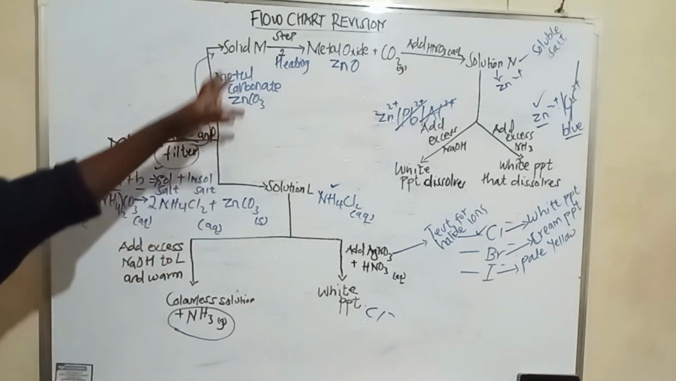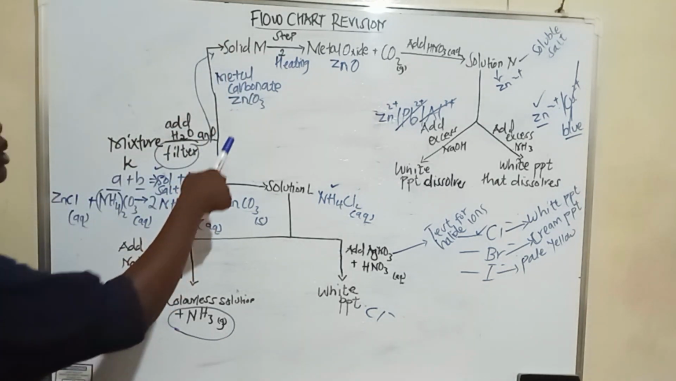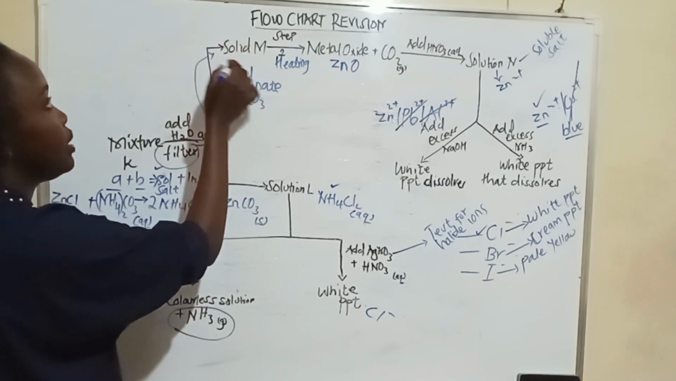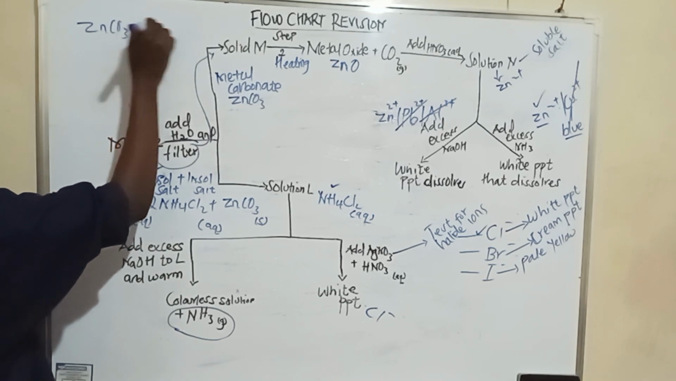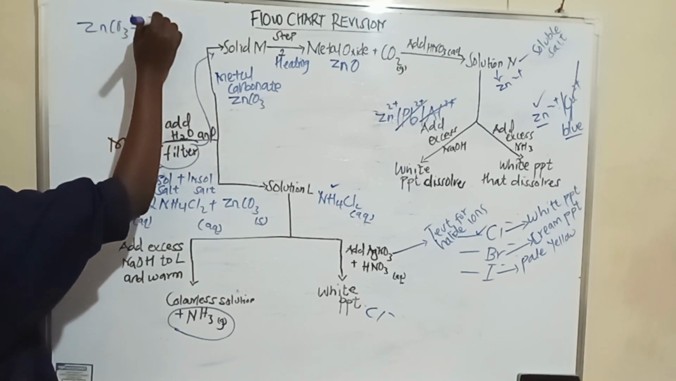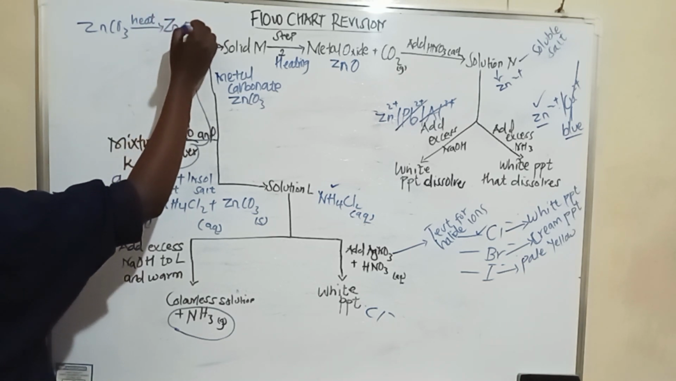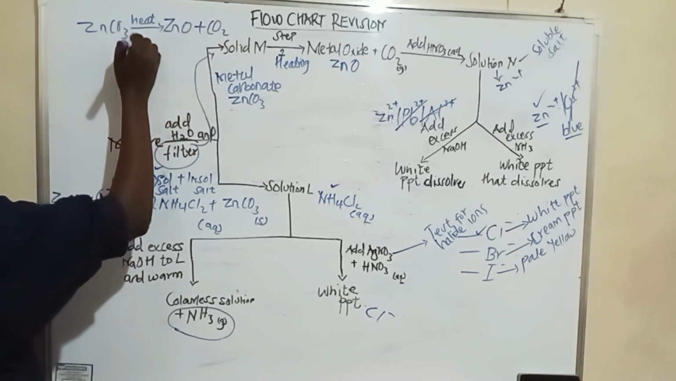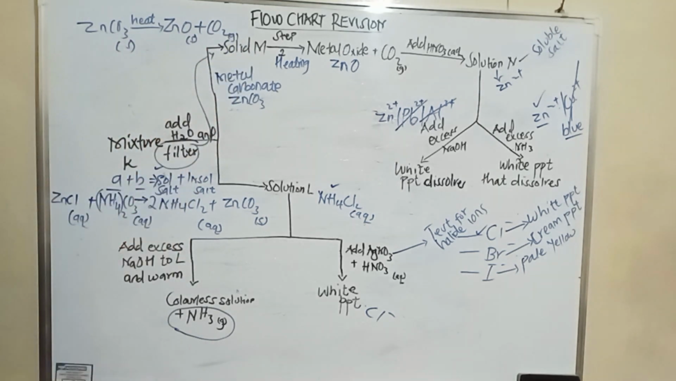Maybe we can write the equation that occurs at that point. It is the thermal decomposition of your metal carbonate, so it is zinc carbonate. Here you have your zinc carbonate, you heat it to form your metal oxide. When you heat zinc carbonate, you form your metal oxide plus carbon dioxide. Okay, so that is the reaction that was occurring there.